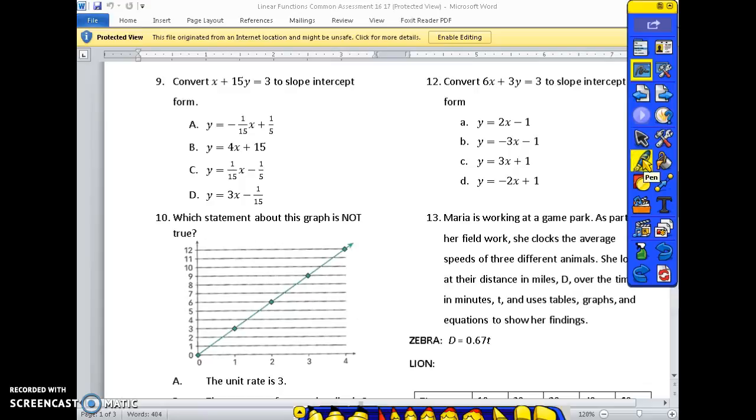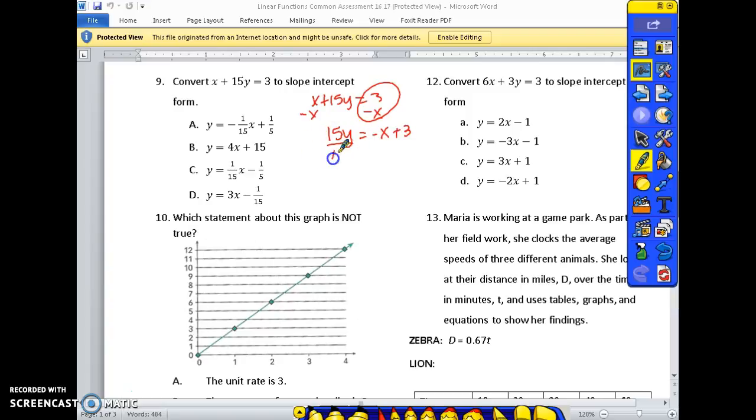Number 9, convert x plus 15y equals 3 to slope-intercept form. I'm getting y by itself. So the first thing I'm going to do is subtract x from both sides. A lot of you get hung up on this point, but I cannot combine unlike terms. All I'm going to do is write them beside each other. Negative x plus 3.